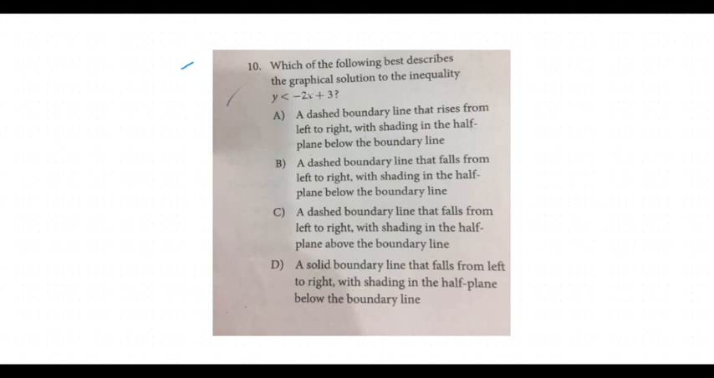y is less than minus 2x plus 3. Okay. So the first thing you all should note, because it's a less than sign and it does not entail any equal, you know that your boundary line is going to be dashed. Because this is a two-variable inequality, x and y, we're talking about the two-dimensional graphical representation, which has what? Boundary lines and what? Half planes. Good?